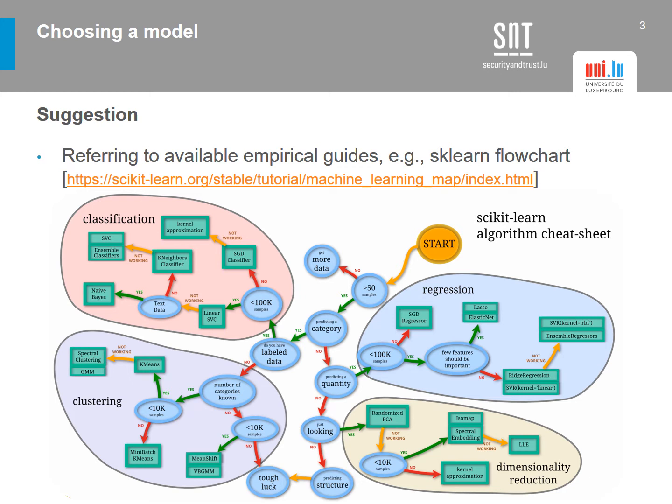Just to get started, if we traverse from the start node, we need to ask ourselves if we have more than 50 examples or data points in our dataset. If yes, then we can continue. Otherwise, it is suggested to gather more data, as we need a minimum amount of data to be able to learn. Then if we traverse further, it asks if we want to predict a category or not, and so on.